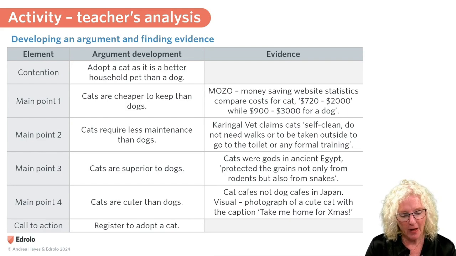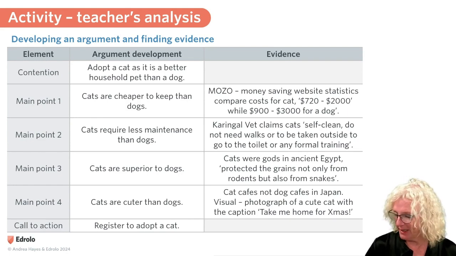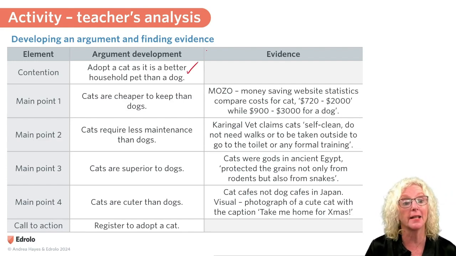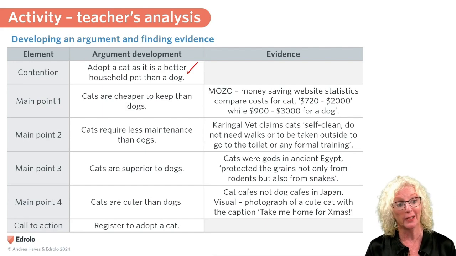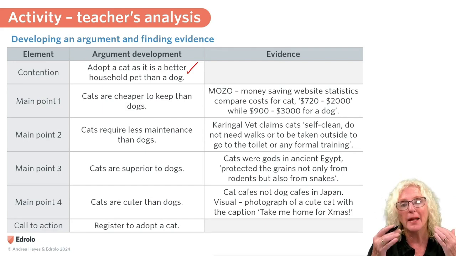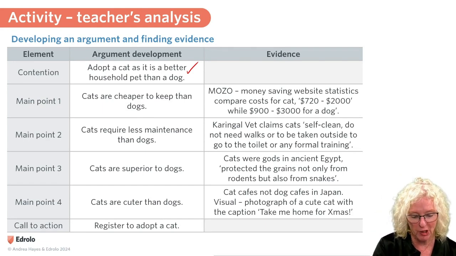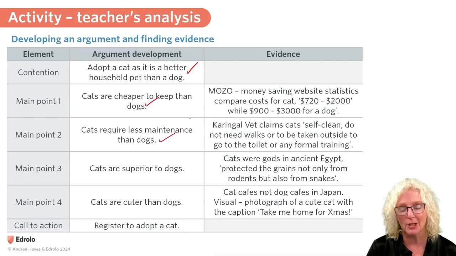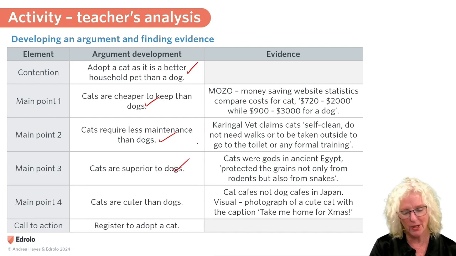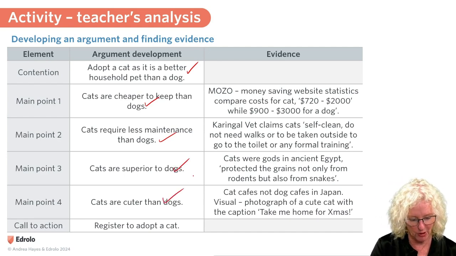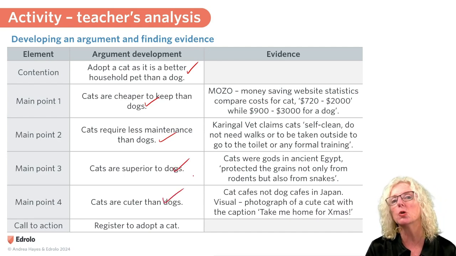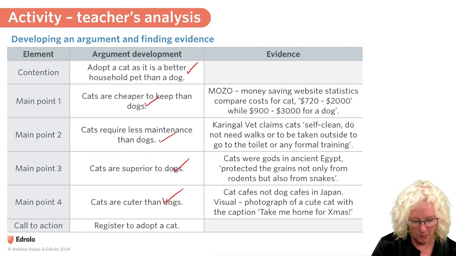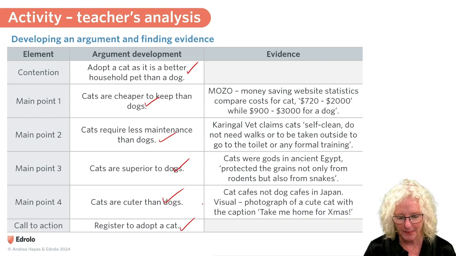Developing an argument and finding evidence. So I thought that the contention was: adopt a cat as it is a better household pet than a dog. I thought the main points of the argument were: cats are cheaper to keep than dogs, cats require less maintenance than dogs, cats are superior to dogs, cats are cuter than dogs. And the call to action at the end of the piece was: register to adopt a cat.